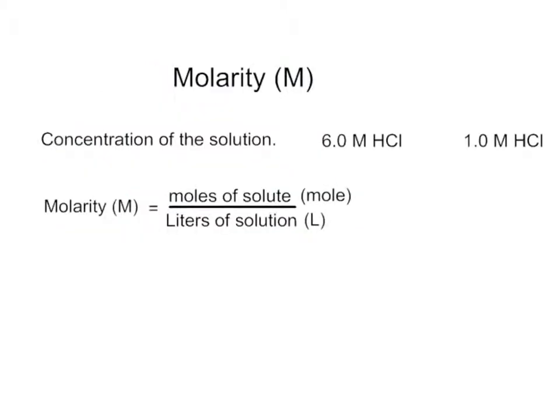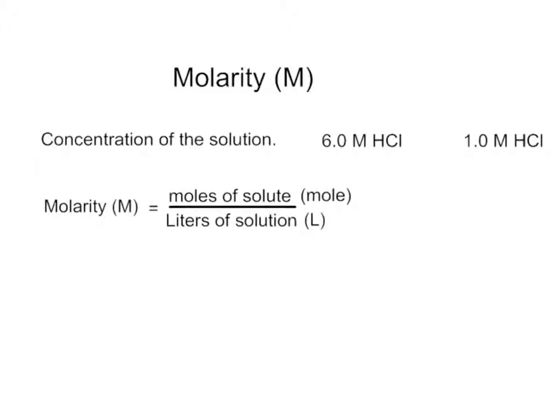As chemists, we need a way to measure the concentration. The most common unit, the one that we're going to use, is one called molarity. Notice molarity is abbreviated with a capital M. And so anyway, molarity is a unit of concentration. You may have seen some things written like this: 6.0 M hydrochloric acid or 1.0 M hydrochloric acid. What that's telling me is the concentration, how much hydrochloric acid compared to the amount of water. This solution is a lot more concentrated than this one.